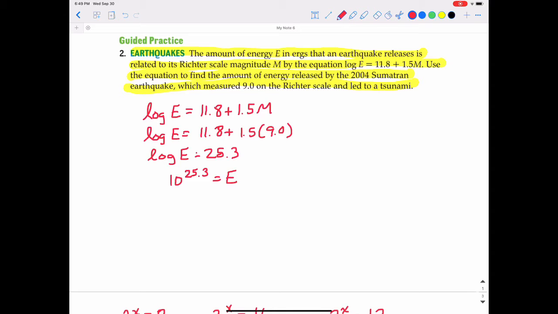And it is approximately equal to 1.995 times 10 to the 25th power. That's a lot of energy.